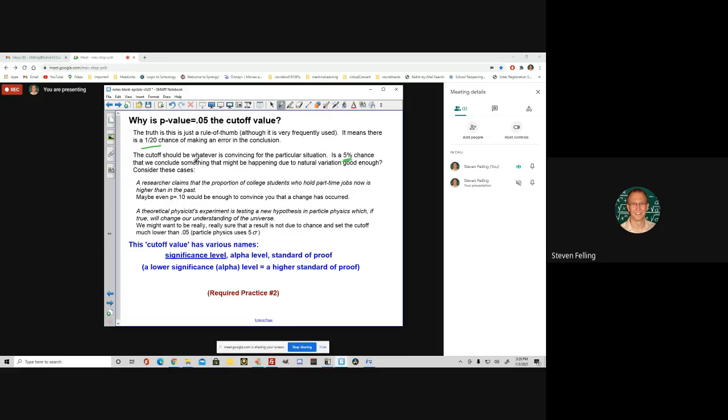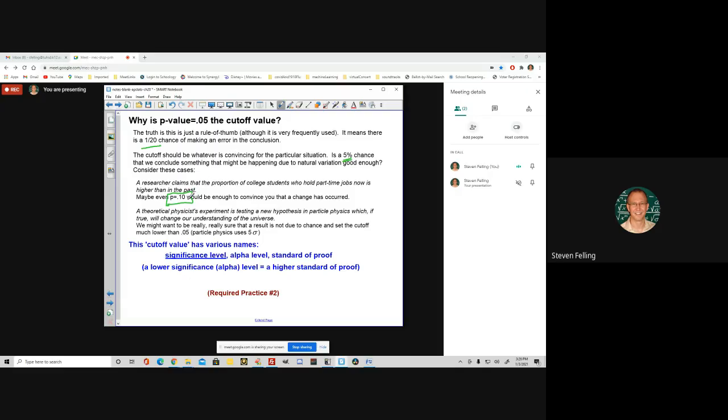All right. So, for example, let's say that I'm just interested in the proportion of college students who hold part-time jobs, and we're investigating whether or not there's a claim that the percentage of college students who hold part-time jobs now is higher than in the past. Maybe we could even go up to 10%. Anything below 10% we would consider unusual because a 10% chance of something happening is fairly unusual, right? Why is it 5%? Maybe we could go with 10%, right?